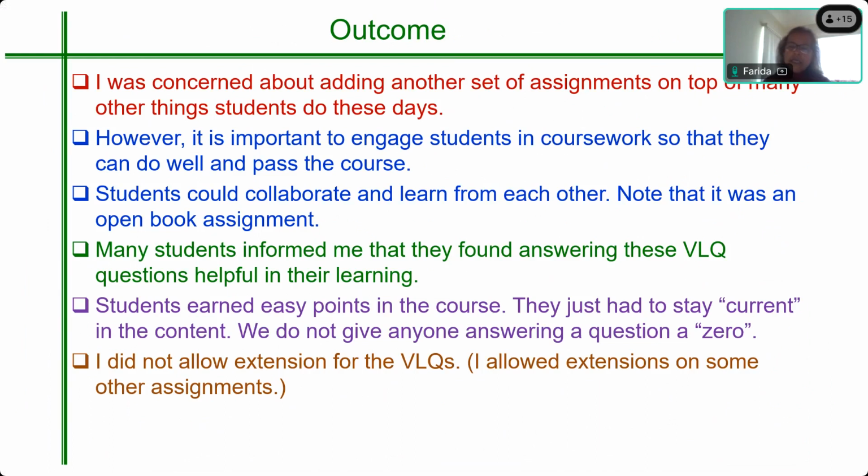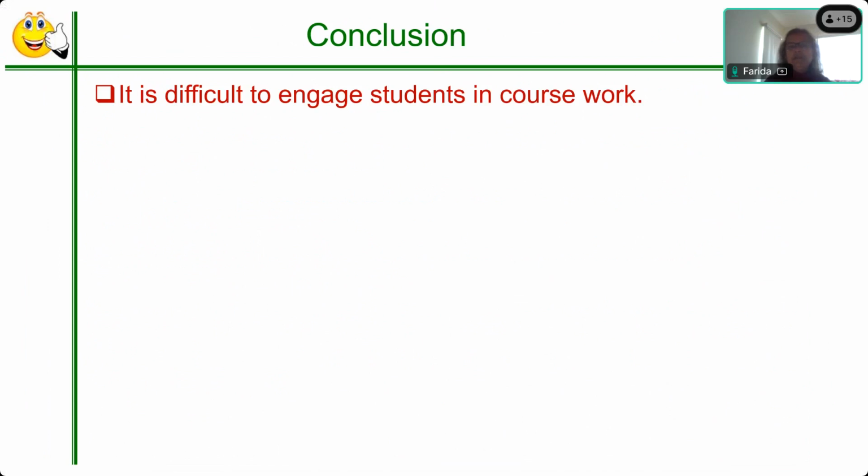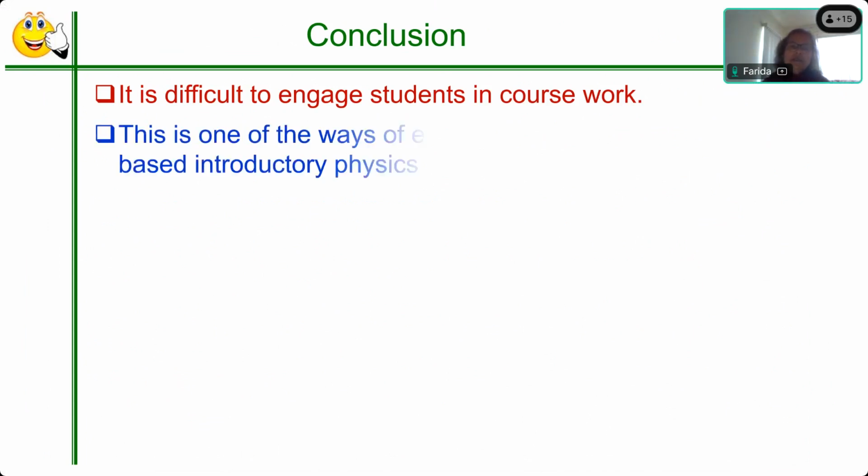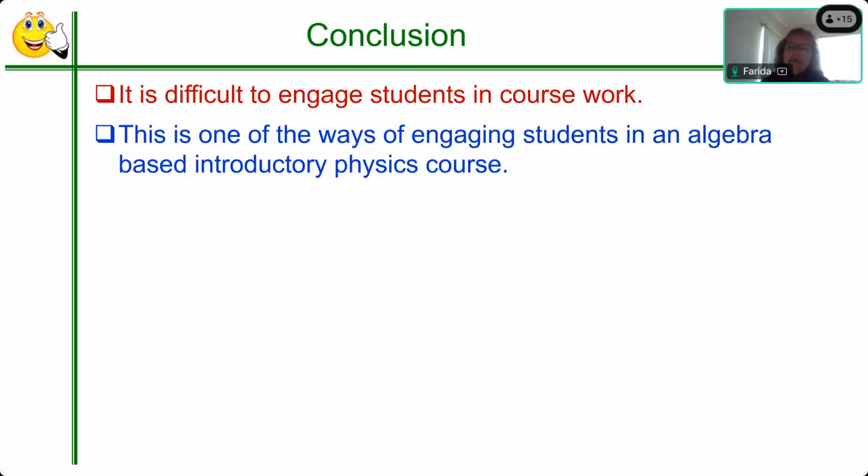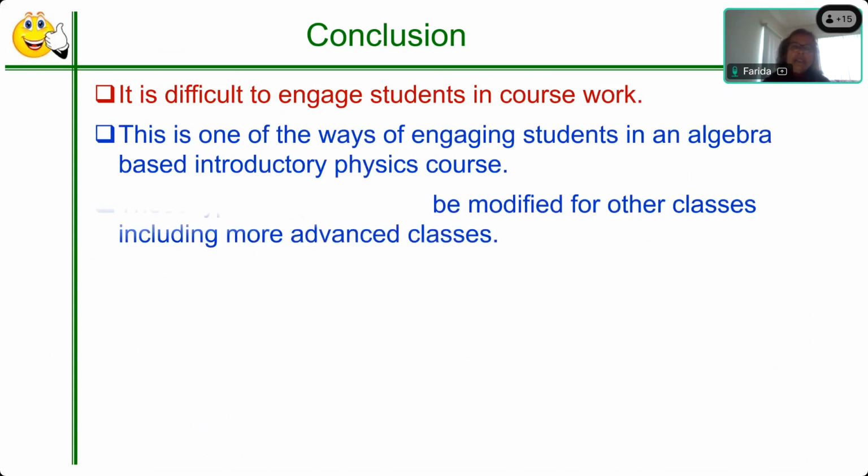And I do allow extensions for some other assignments, like we have some assignments in WebAssign. I made those extensions very easy. They can get as many extensions as they want, as long as they do it within 5 days and so on, but not for video lecture quizzes. It's very difficult these days to engage students in coursework. This is one of the ways that I find of engaging them in an algebra-based introductory physics course. I think that these types of quizzes can be modified for other classes, including more advanced classes.